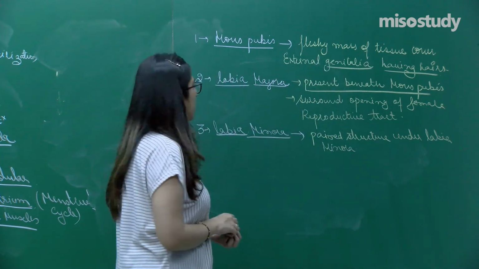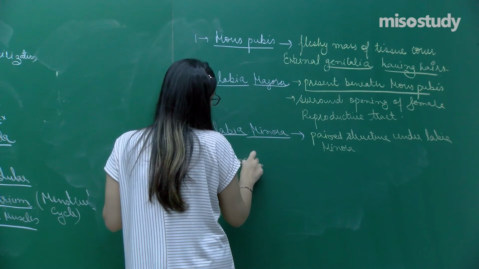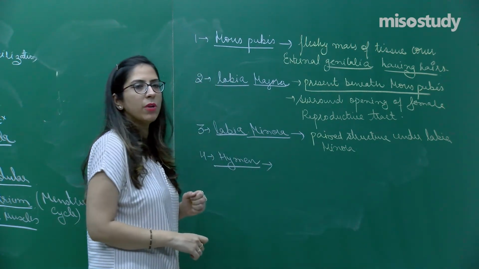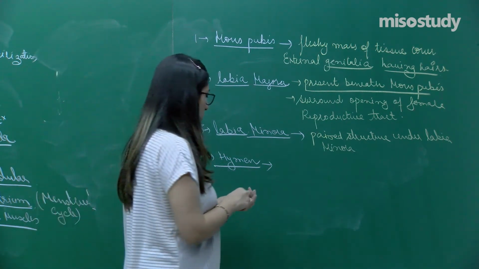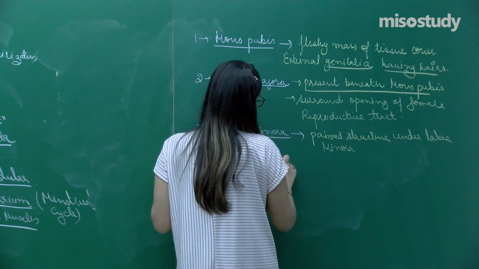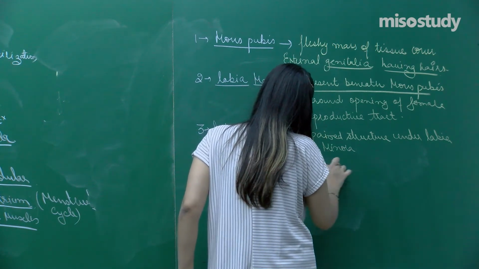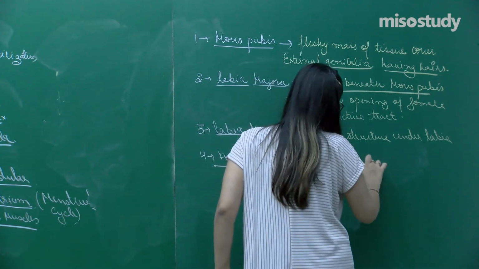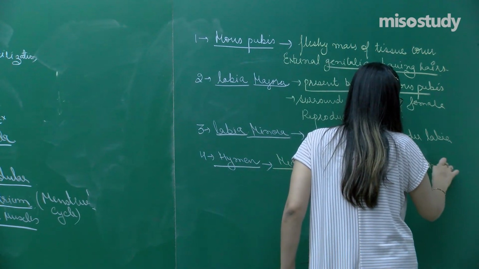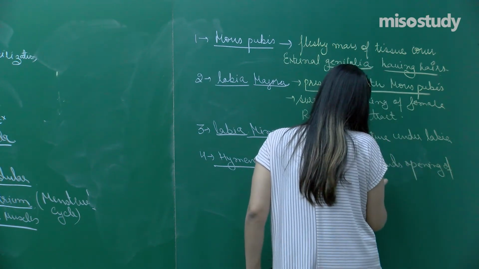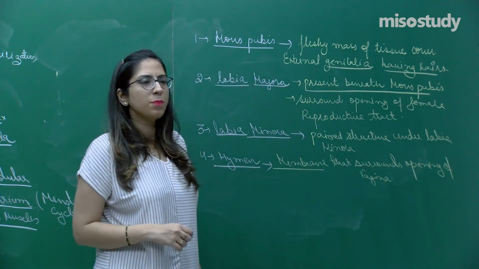After that, one more region is present which is called the hymen. You must have heard of a hymen. Hymen is a membranous covering which surrounds the reproductive opening, the opening of the vagina, and this breaks during vigorous exercises and sports activities.